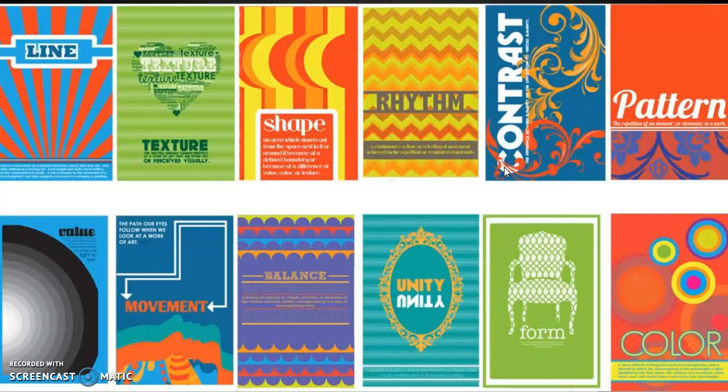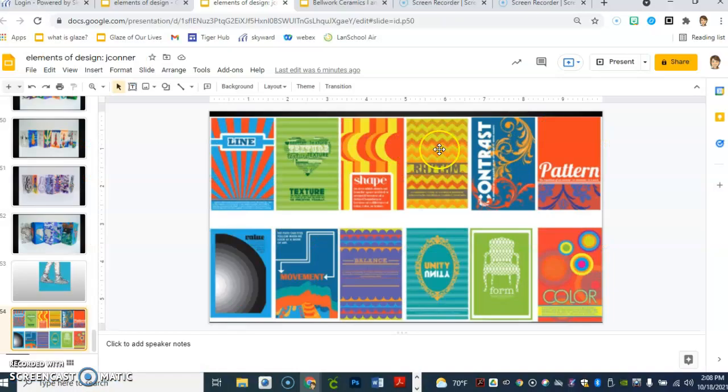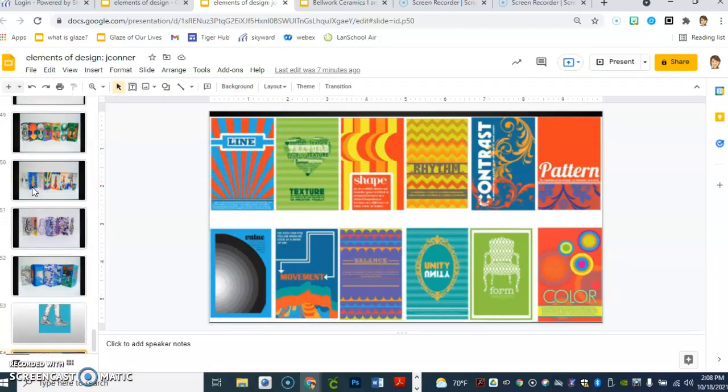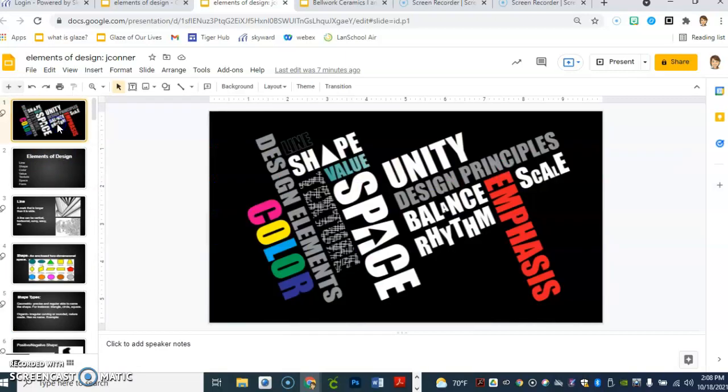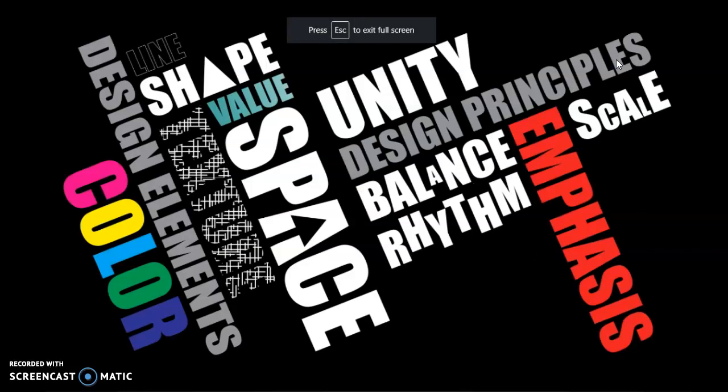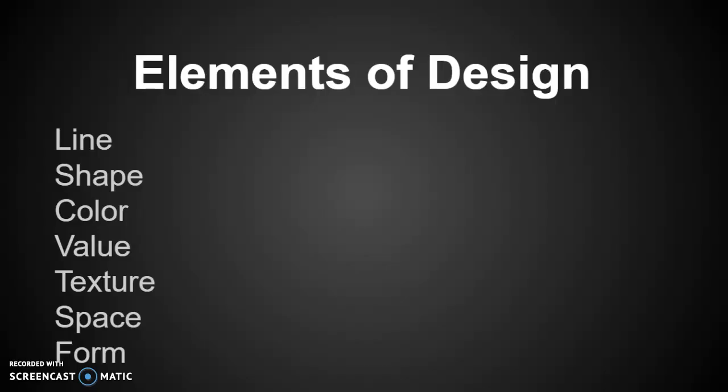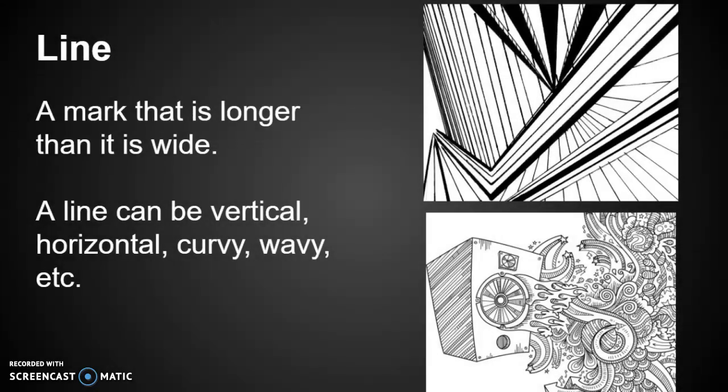Okay, so this stuff is really everywhere. Elements and Principles of Design are used in all artwork. We're going to start with the elements. These are simpler, more straightforward, and so we're going to start with those to get this started. Okay, so the elements of design are line, shape, color, form, texture, value, and space. We'll start with line.